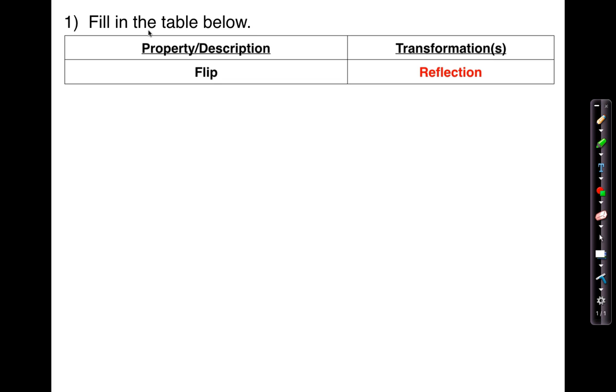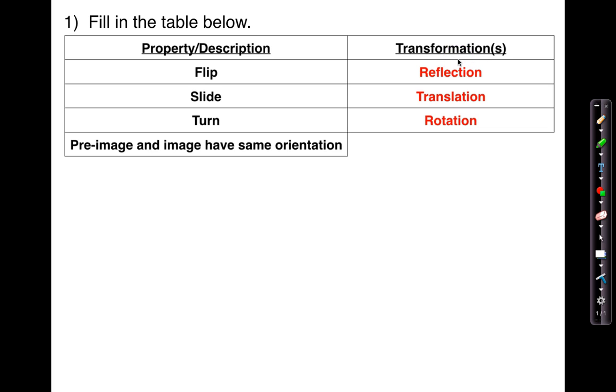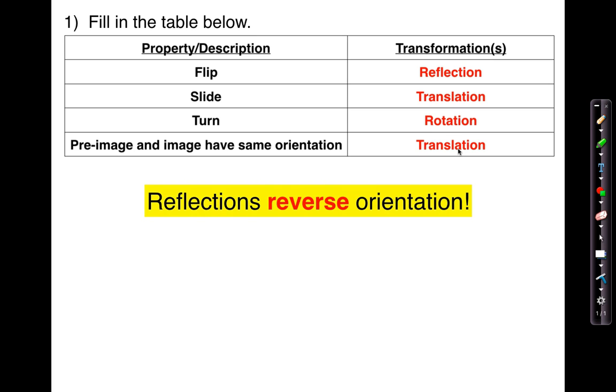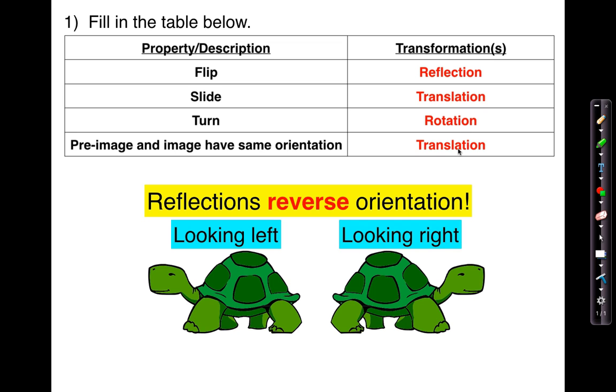So a flip basically is a reflection. A slide is a translation. A turn is a rotation. Now, when we look at the pre-image and image, which one keeps the same orientation? Reflection definitely does not retain the same orientation. Translations do. For rotations, the orientation almost every single time has changed unless it's a complete 360. So I'm going to go ahead and say it has the same orientation with translations and occasionally rotations, but that's only with a 360-degree rotation. Okay, so reflections is not included because the orientations are reversed. So take a look at a reflection of this turtle. You'll notice one's looking to the left and one's looking to the right. Totally different orientation.